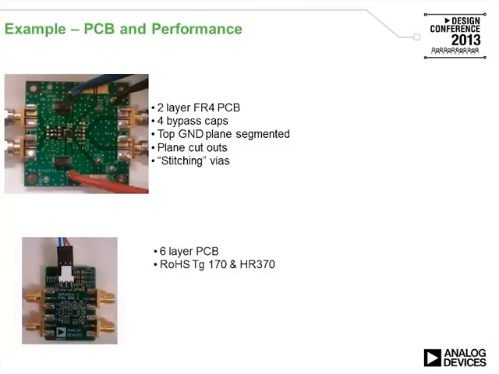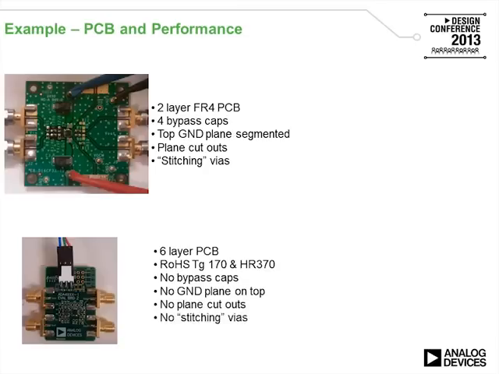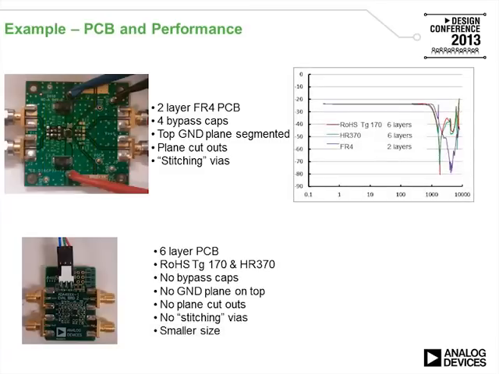Here's the equivalent with the 6 layers, TG170 and HR370. There are no bypass caps on this. There's no ground plane on the top. There are no plane cutouts internally. There are no stitching vias required. And the board is smaller size. And here is the response.